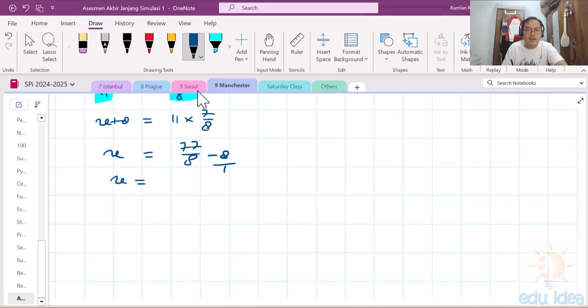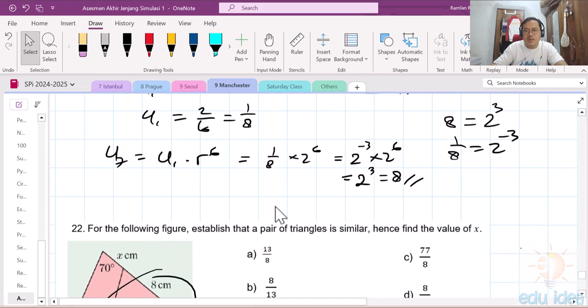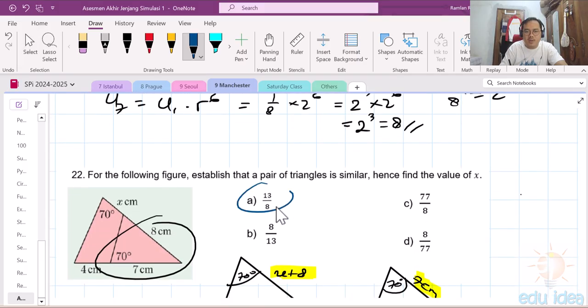You can do the butterfly method to do that if you want. So I'm going to do that. 77 times 1 is just 77. And then 8 times 8 is 64, because this is a subtraction. So minus 64, divided by 8 times 1, which equals 8. Now you only need to subtract, right? 77 minus 64 equals 13 over 8. So that is the final answer, and you don't have to change it into decimal, because the options are in fractions.